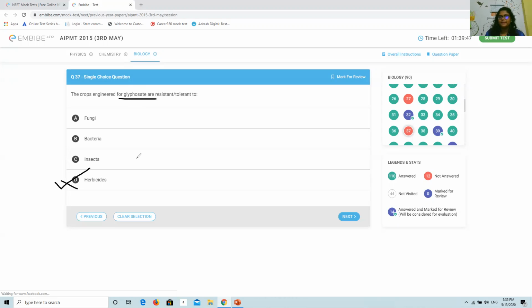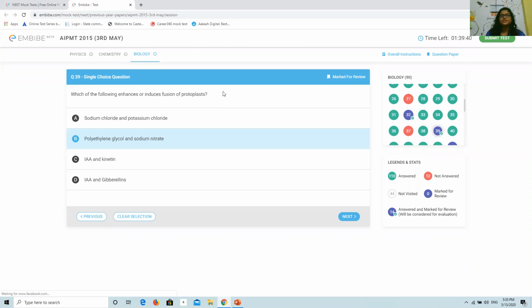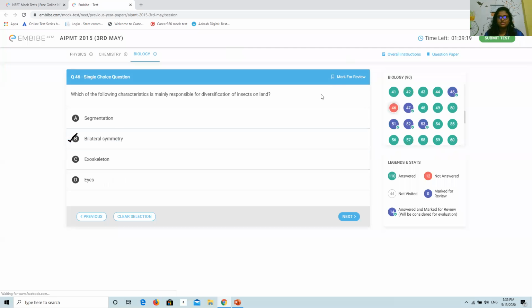All right, let's move ahead. Which of the following induces protoplasmic fusion? So yeah, this is something which you need to remember, which is polyethylene glycol and sodium nitrate. Polyethylene glycol is also called PEG. So this is the answer. You need to remember this, as nobody would actually explain it to you at this point of time, to be honest. So just remember this.